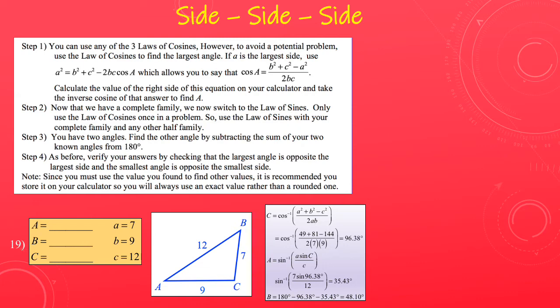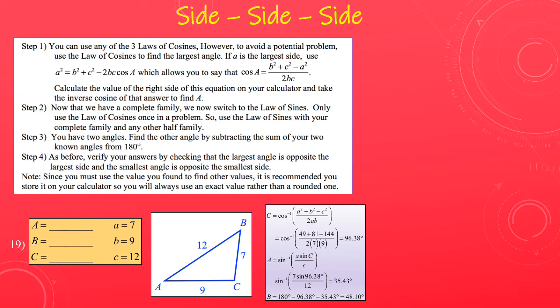So we take, using the calculator, the inverse cosine of a squared, which is 49, plus b squared, which is 81, minus c squared, which is 144, over 2 times 7 times 9. We don't have to actually do the calculations. We can take the inverse cosine of whatever that is, and we end up getting 96.38 degrees.